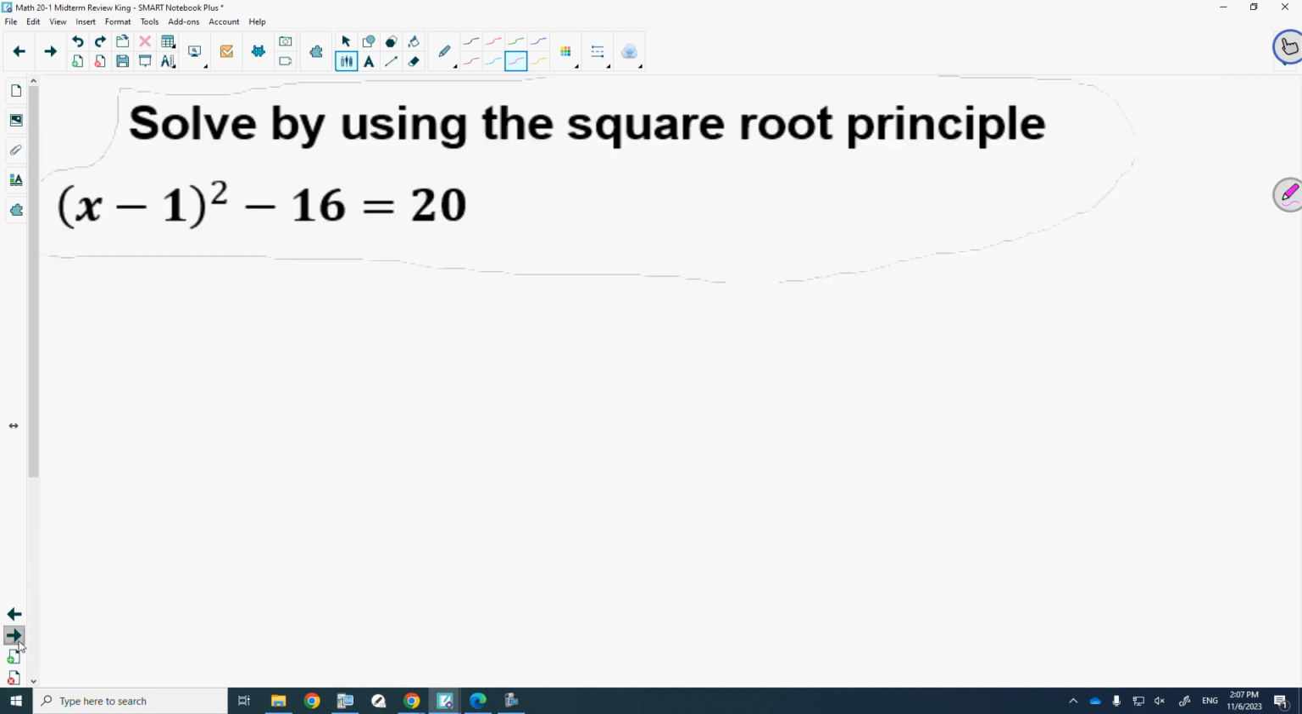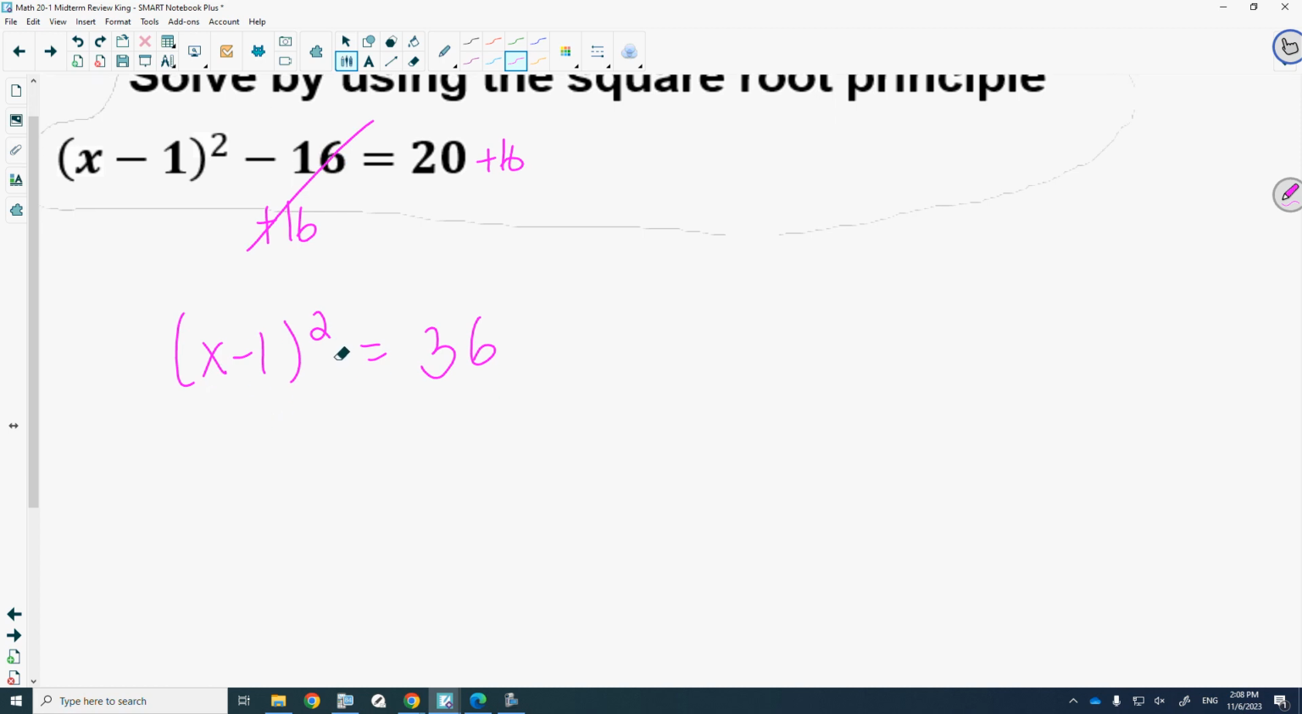All right, let's solve using the square root principle. So what we want to do is isolate this x minus 1 squared, so let's add 16 to both sides. So I'd get x minus 1 squared is equal to 36. We want to get x by itself, but right now this binomial is being squared. So to get rid of a square, we're going to do the opposite, which is square rooting. We'll be left with the radicand, which is just x minus 1.